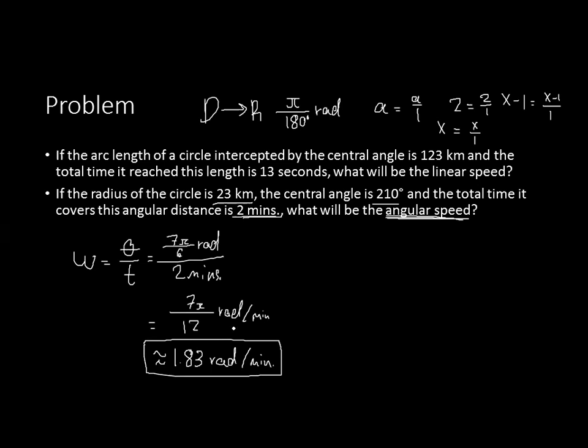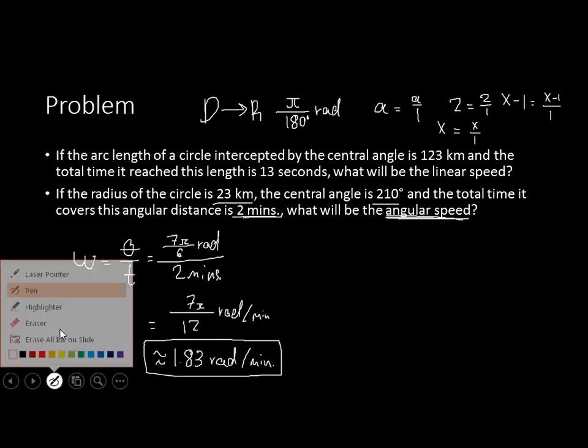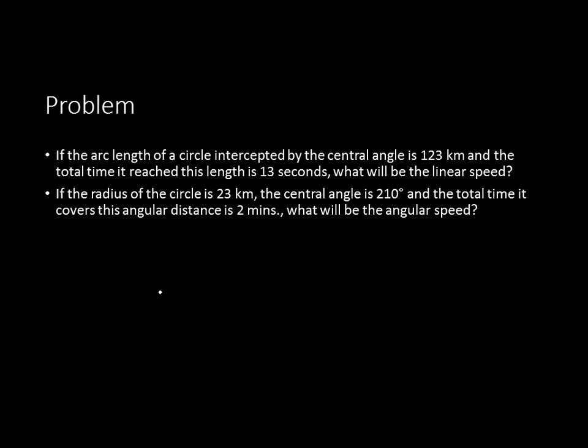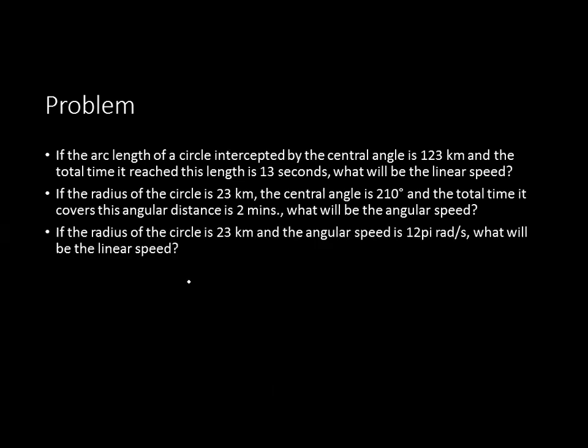So this is our final answer. Let's proceed to the third question. If the radius of the circle is 23 kilometers and the angular speed is 12 pi radians per second, what will be the linear speed?